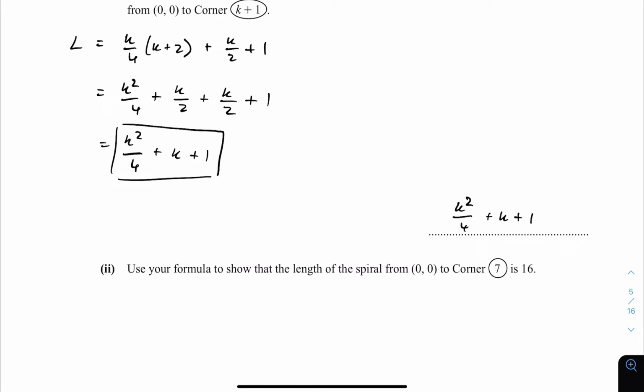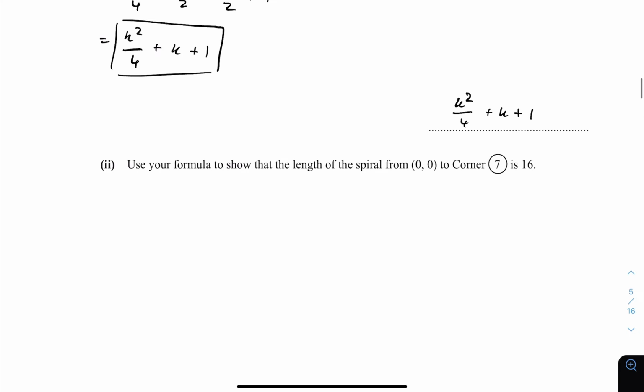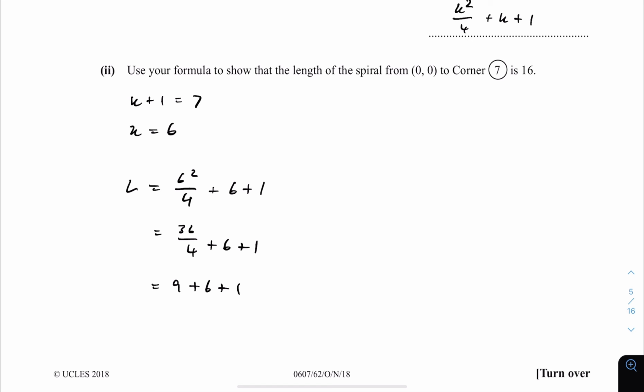So use your formula to show the length of spiral from 0, 0 to corner 7 is 16. So corner 7, we know that k, the k value we're supposed to substitute in, is even, and it's saying k plus 1. So in this case, k plus 1 is equal to 7, so k must be 6. If we substitute 6 into our equation, we get L is equal to 6 squared over 4 plus 6 plus 1, which is 36 over 4 plus 6 plus 1, which is 9 plus 6 plus 1, which is equal to 16, as required. I would always say "as required" because it shows that you're trying to show the value is this.